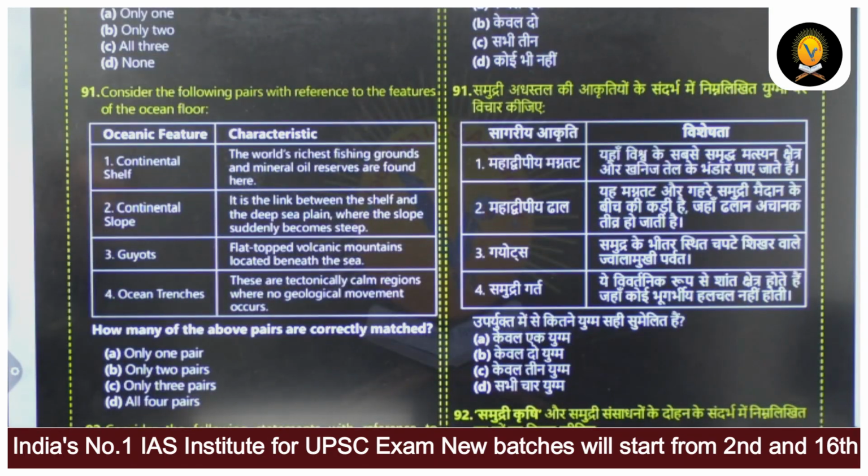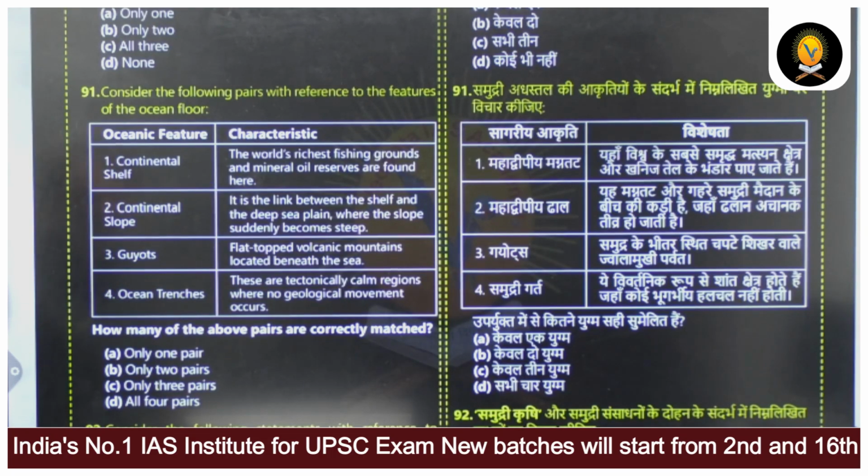Continental shelf, the world's richest fishing grounds and mineral oil reserves are found here, correct. Continental slope, it is the link between the shelf and the deep sea plain where the slope suddenly becomes steep, correct. Guyots, flat topped volcanic mountains located beneath the sea, yes. Ocean trenches, these are the tectonically calm regions where no geological movement occurs, wrong.